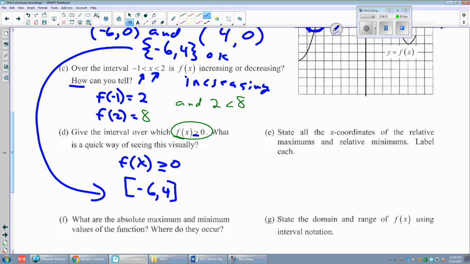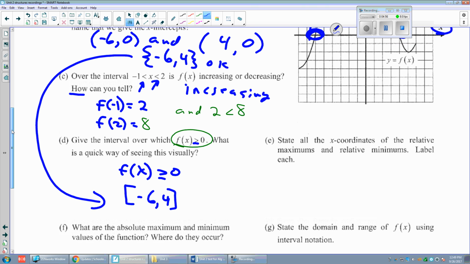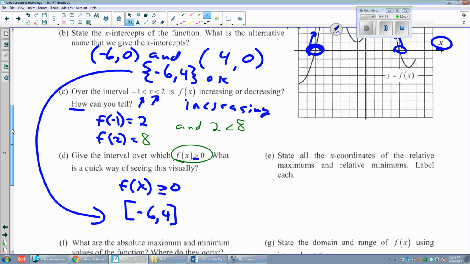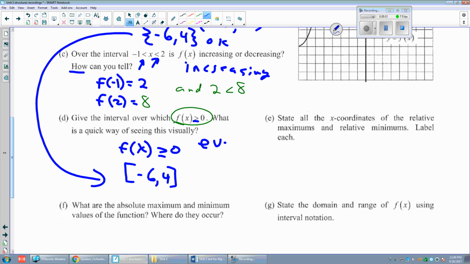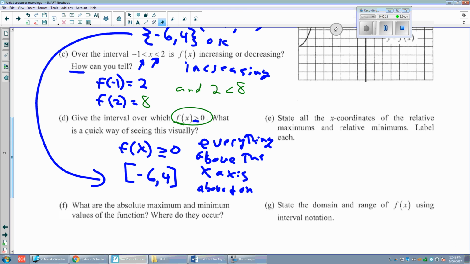I got it from right there. What's a quick way of seeing this visually? Everything above the what? Everything above the x-axis for their question, or above and on the x-axis for my question.